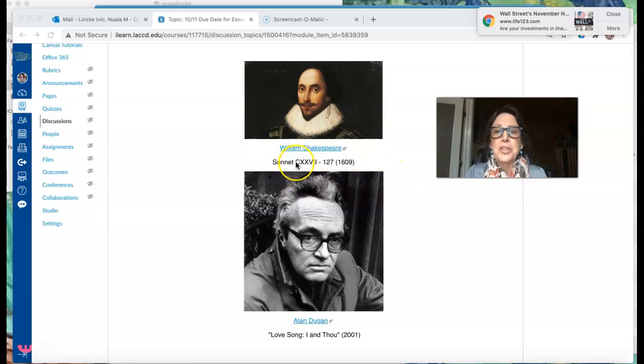So these are the Roman numerals for Sonnet 127. The C is 100. Each of the X's is a 10. The V is a 5, and the 1s are 1s. So that adds up to 127. So we are going to read and study Sonnet 127. And again, Shakespeare wrote 154 sonnets, which are 14-line poems.